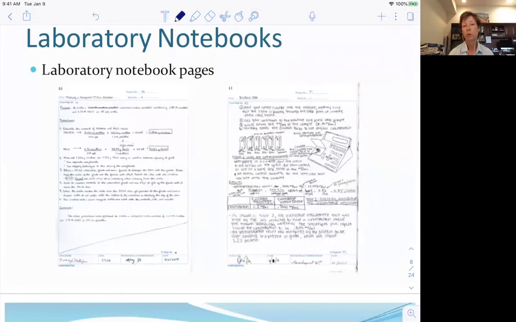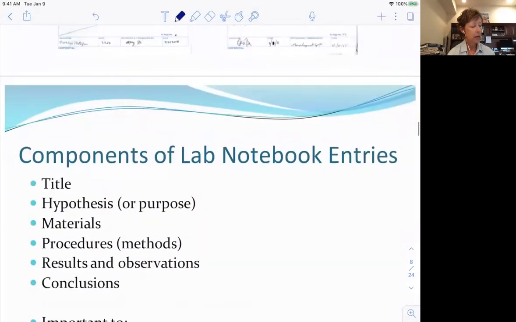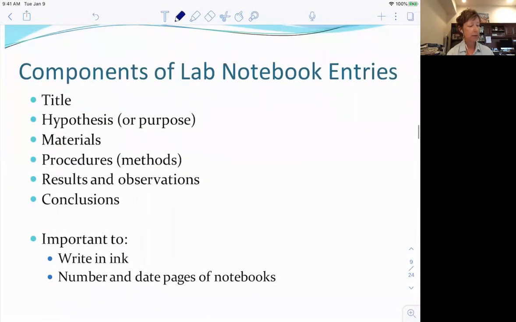If you read the lab, you can see how you want to set up your notebook. Then when you come to lab, you can have the data tables ready to go, and that saves a lot of time. Every lab notebook is going to have a title. In the lab archives, I'm going to have that title there. And when we get to experiments where we have a hypothesis or purpose, you're going to be able to list that. Materials, I will actually have that.